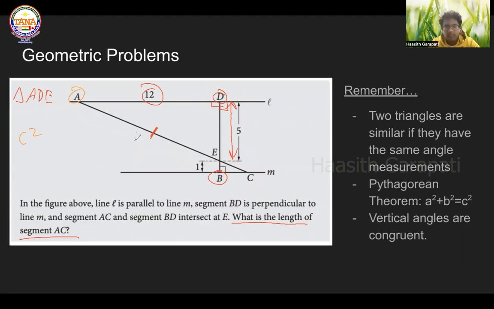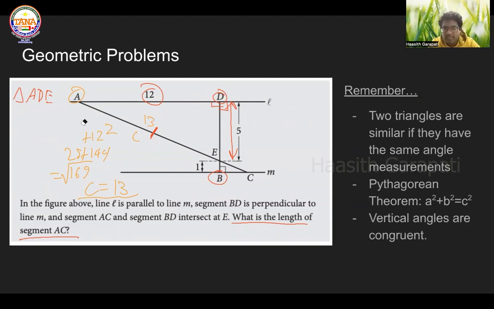We'll label this as C. C squared is equal to 5 squared plus 12 squared. This is equal to 25 plus 144, which is equal to 169. So C squared is equal to 169. If we square root both sides using a trusty calculator, you should get C is equal to 13. Congratulations, we know that AE's side length is 13.